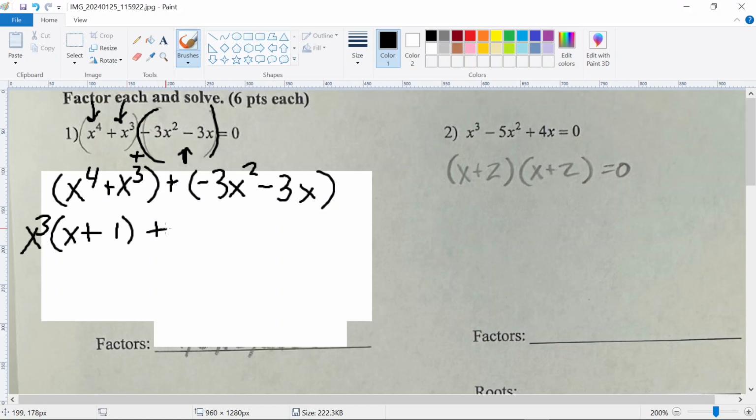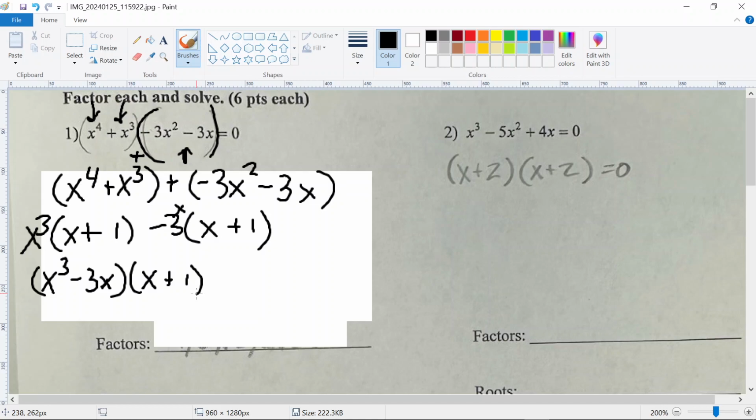Plus, and I'm going to factor out a negative 3x, so it's plus negative 3x times, and that's going to be x. Negative 3x times x is negative 3x squared. Negative 3x divided by negative 3x is plus 1. So I've got x cubed minus 3x. And since both of them are multiplied by the same thing, that's how I can write the factors.